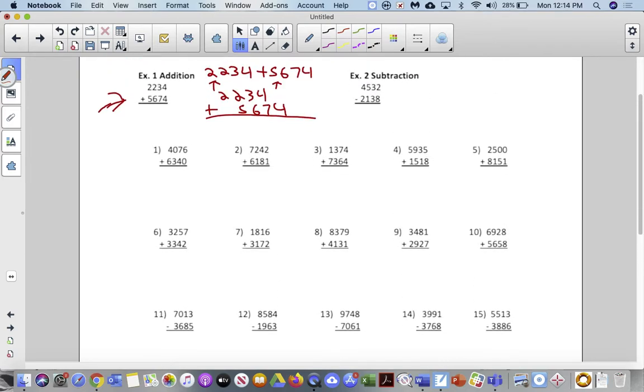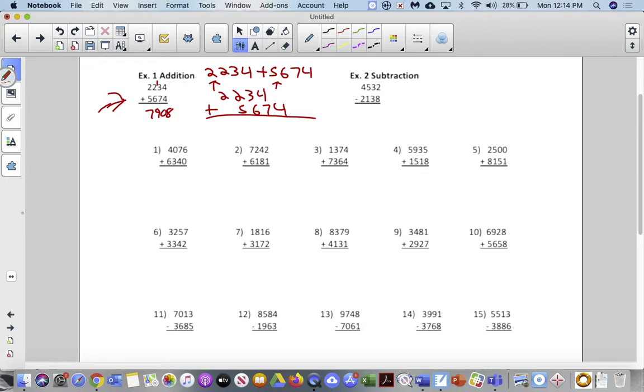Let's add. 4 plus 4 is 8. 3 plus 7 is 10. Put the 0, carry the 1. 6, 7, 8, 9, and then 7. 7, 9, 0, 8 is the correct answer.